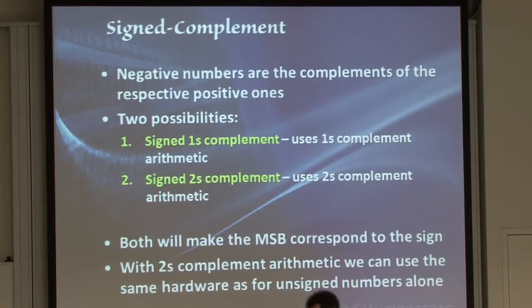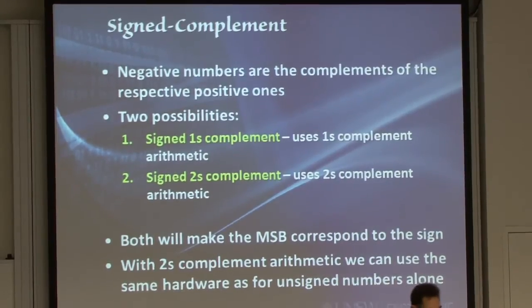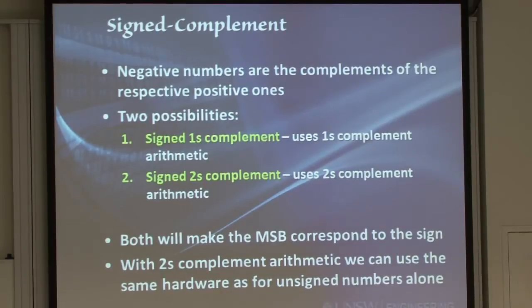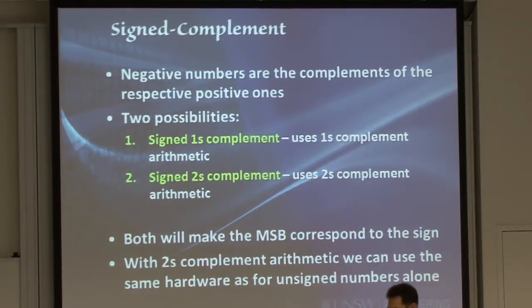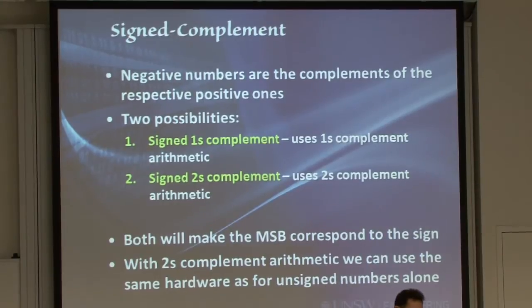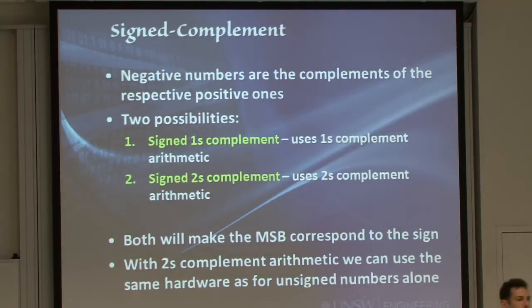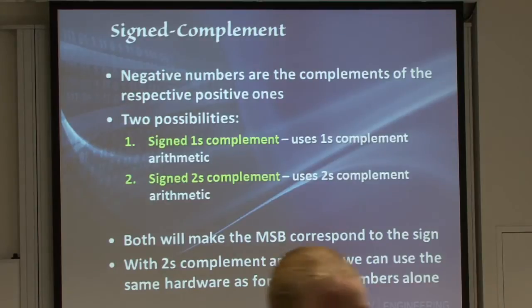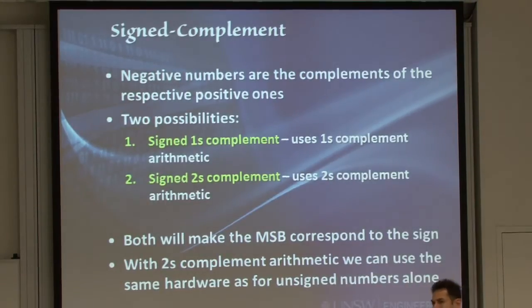The other way of doing negative numbers in binary is what's called signed complements. And in signed complements, we can try to use one of two systems that we learned on Tuesday, either the ones complement or the twos complement. Now, both of these systems will make the most significant bit the sign bit as well, just like we had in the signed magnitude. Because if you think about the fact that the most significant bit of positive numbers is zero, then taking the inverse of all the bits for ones complement will make the most significant bit a one. Therefore, the sign bit will be one for negative.